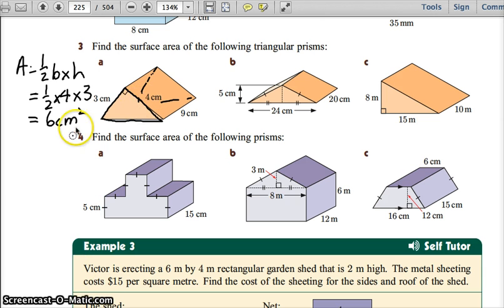Ryan, is this making sense, mate? That's 12 centimetres squared. Okay, front and back. As Harry said, I've got a rectangle. So Garrett, what are the dimensions of the rectangle?